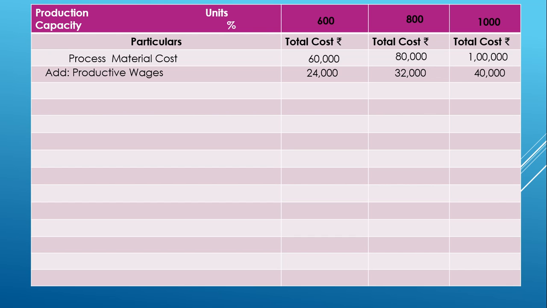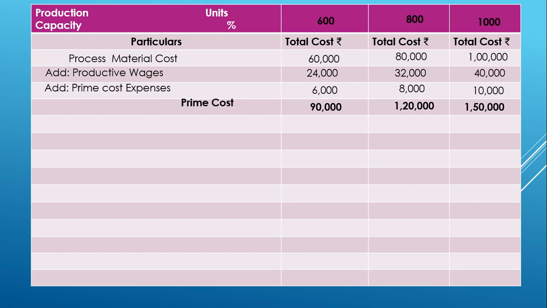Then prime cost expenses, which are given as rupees 10, so per unit rupees 10. So we will multiply the units into the rupee rate. It will come as 6,000, 8,000 and 10,000. All these three are prime cost elements. So here is our prime cost, that is addition of all these three expenses. For 600 units it comes as 90,000, for 800 it comes as 1,20,000, and for 1000 it comes as 1,50,000.